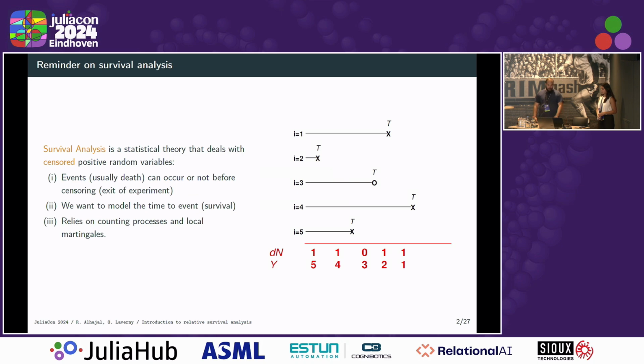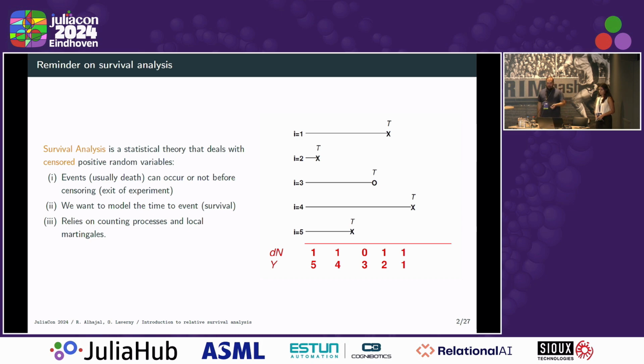I don't know if you're on the page in terms of survival analysis, but to give you a brief recap, survival analysis is a piece of statistics. It's a statistical theory that deals with positive random variables that are censored. By censored, we mean that there is another random variable that hides the one that we want.